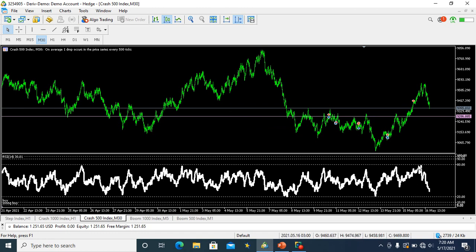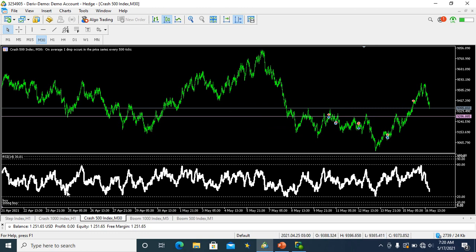So when it is overextended, you look for the overextended zone. When it reaches 70, you sell. It reaches 30, you buy. But now I'm looking for something like 80. Okay, let's just use 80 for example here.